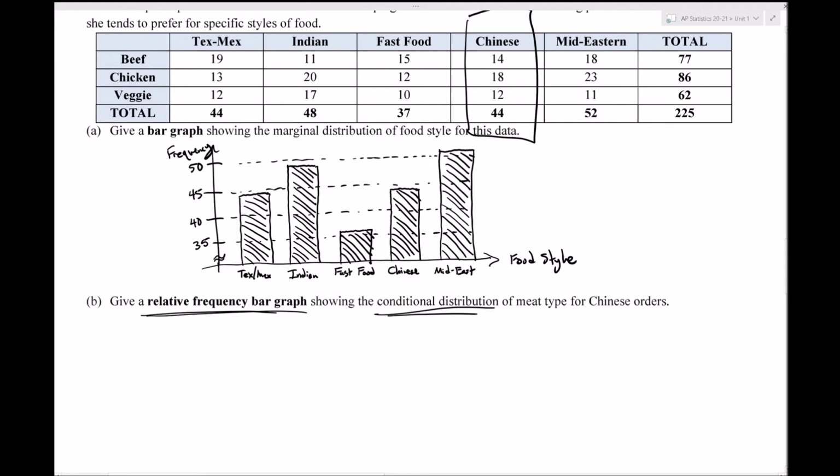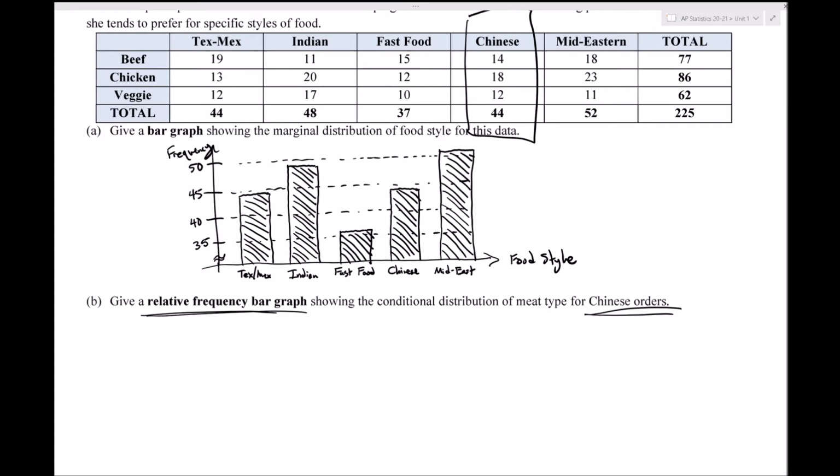Give a relative frequency bar graph, and that's the type of graph showing the conditional distribution of meat type for Chinese orders. What does meat look like, and how is it distributed amongst the Chinese orders? The reason why we call it a conditional distribution is that we are looking at the distribution of one variable for a specified condition on the other variable. So we set a constant value for one of the variables. In this case, the constant value is Chinese orders. And then we're looking at how the other variable is dispersed within that one constant value, Chinese orders.